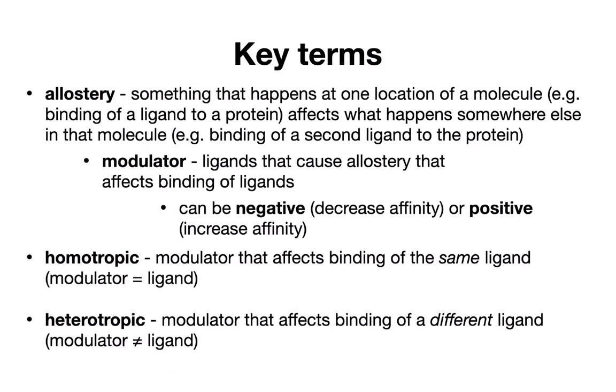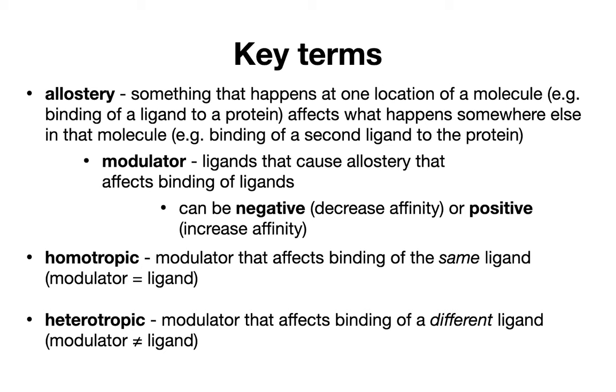Often cooperativity comes from allosteric effects. So basically allostery is where something that happens at one location of a molecule, such as the binding of a ligand to a protein, affects what happens somewhere else in that molecule, such as the binding of a second copy of that ligand to the protein, or the second ligand, a copy of a different ligand to the protein.